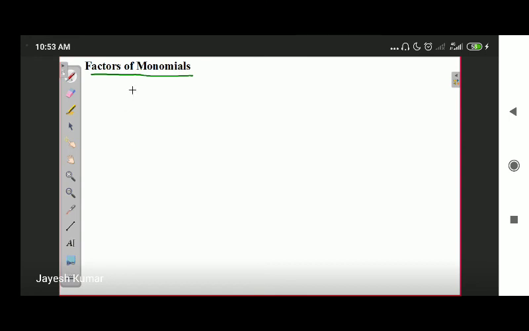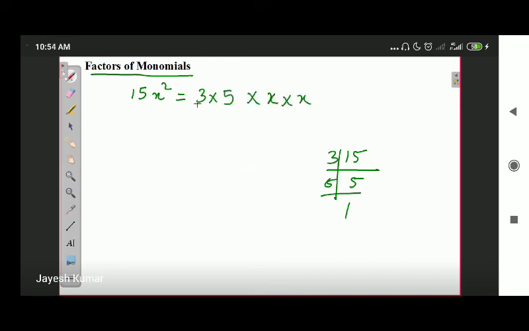Let us take a monomial 15x square. We have to determine its factors. So what we'll write: 15 is 3 5s are 15 and 5 1s are 5. So 15 is 3 into 5 and x square is x into x. So these became the factors of this monomial 15x square.